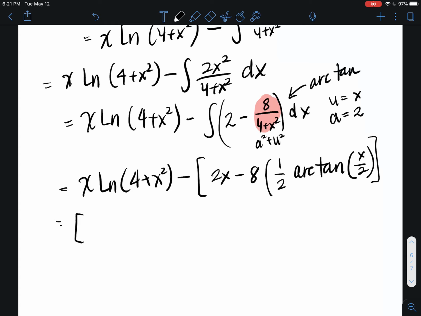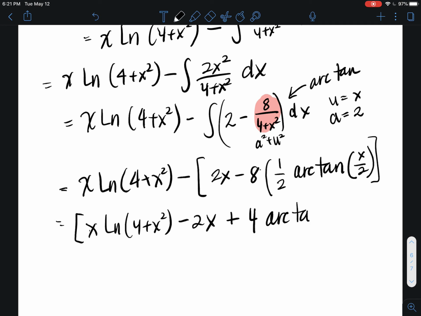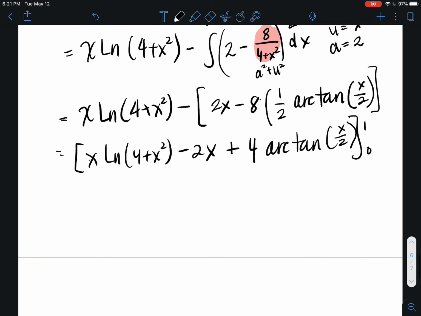So then I have, and I'll put it all in brackets, x ln of 4 plus x squared minus 2x plus, what, 1/2 times 8 is really 4, arctangent x over 2, close it, and then it's evaluated from 0 to 1. So let's evaluate it.